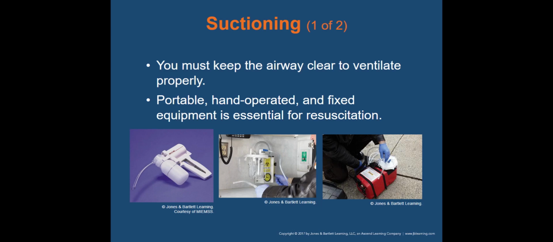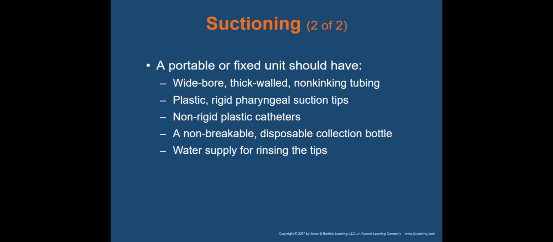Portable suction units can be hand operated, and that's what we work with in class. If fixed equipment, it's essential for resuscitation. You need to have suction available. Those little electronic units, those are great. They suction really well, and they use standardized suctioning equipment with different size catheters. Whereas our portable suction units can be a little complicated. Really, it comes down to just knowing your equipment. So anywhere you work, make sure that you know where the suction is, how it works, and what the best way is for it to work.